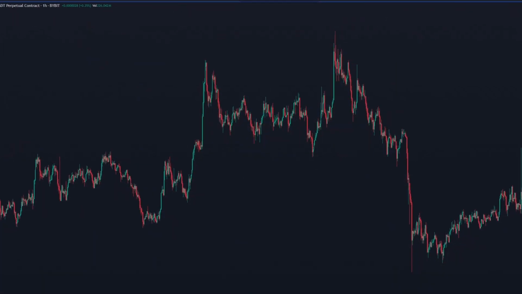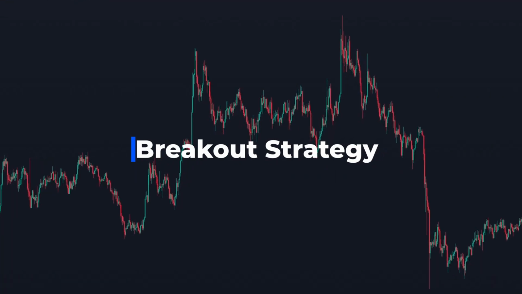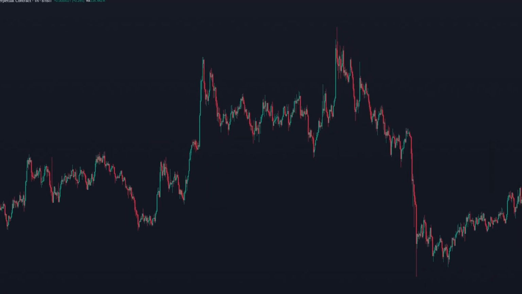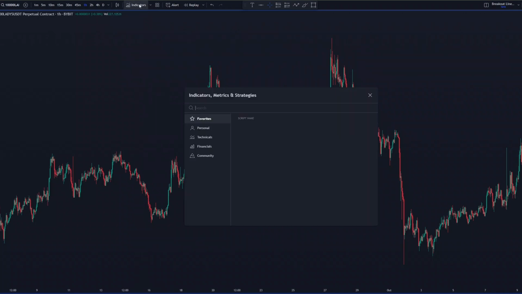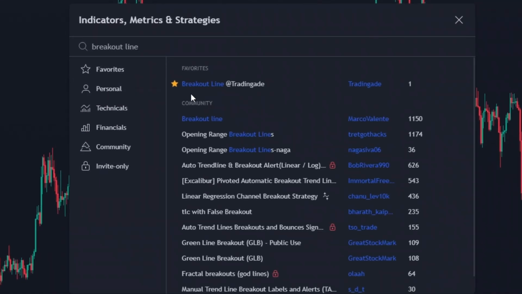Today we're gonna build and backtest a breakout strategy based on a very simple indicator, probably the simplest you have ever seen. In order to load it onto the chart, open the indicator section and type breakout line, and open this one by TradingGate. This is a modified version of this indicator right here.